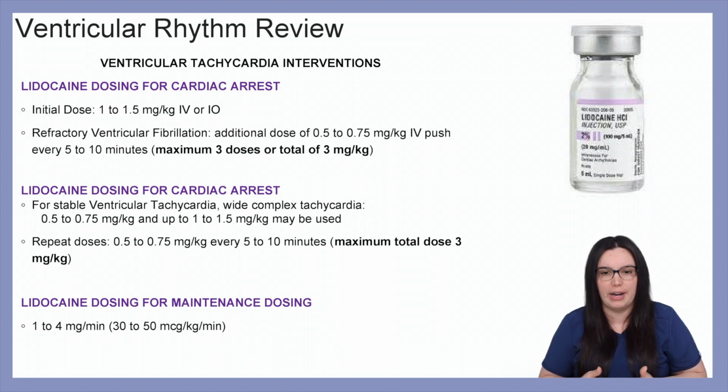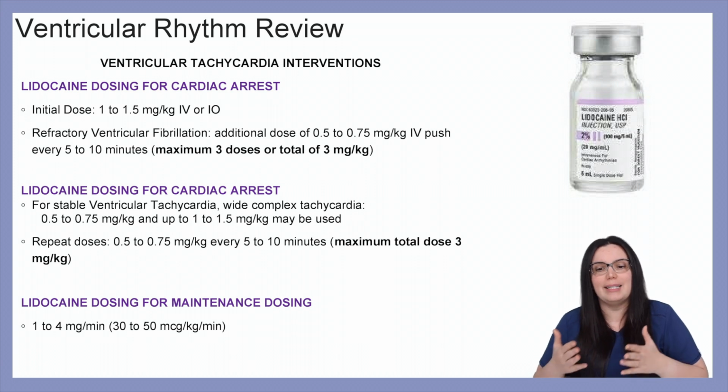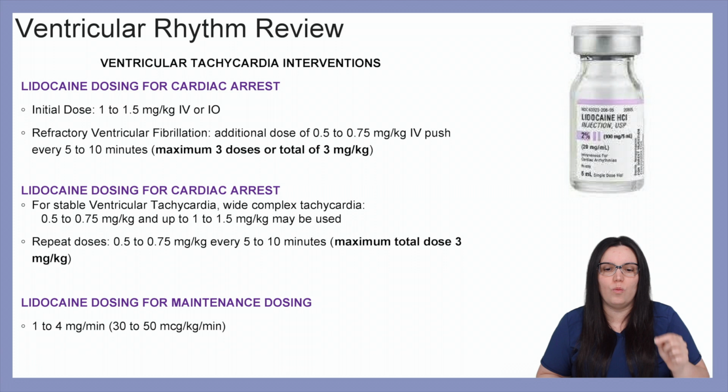When we're looking at stable ventricular tachycardia, wide complex tachycardias, we can give 0.5 to 0.75 milligrams per kilogram up to 1 to 1.5 milligrams per kilogram. And repeat doses, of course, can be 0.5 to 0.75 milligrams per kilogram every 5 to 10 minutes, following that same maximum dosing of 3 milligrams per kilogram, no more than 3 doses. If we have to give this as maintenance dosing, we're usually looking at 1 to 4 milligrams per minute or 30 to 50 micrograms per kilogram per minute.